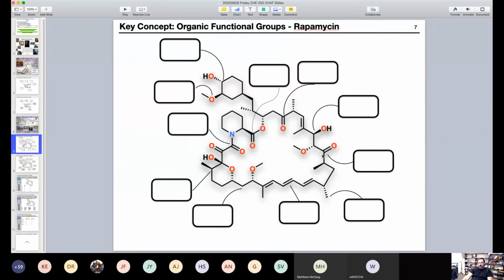Now this box is pointing to a carbon doubly bound to oxygen. Notice what it's bound to, carbon and carbon. So what is this? We haven't named one of these yet. So that's called a ketone.